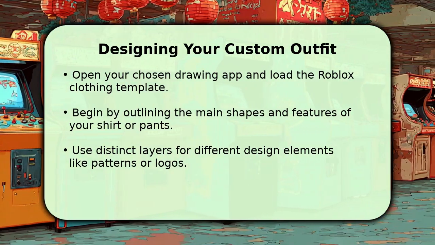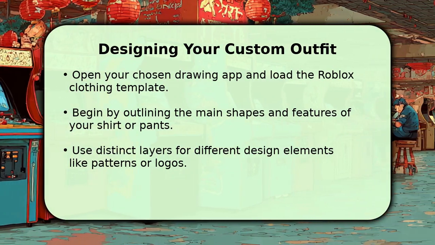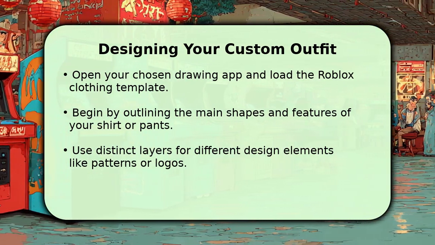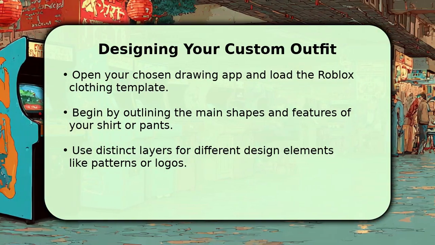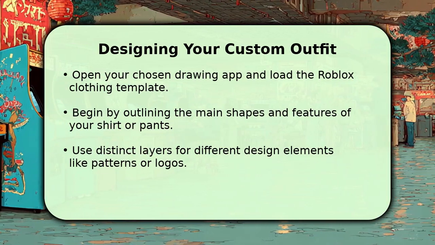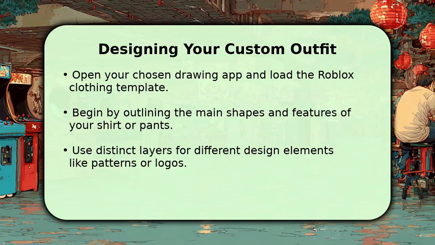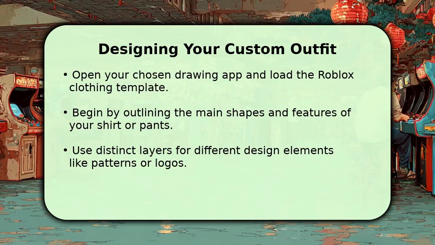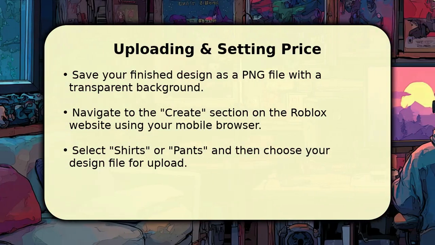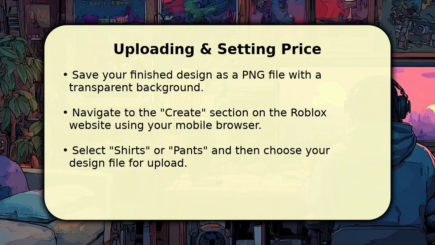Open your preferred drawing application on your mobile device and import the official Roblox clothing template. Start by carefully outlining the fundamental shapes and features of your shirt or pants directly onto this template. Remember to utilize separate layers for different design elements, such as intricate patterns, unique logos, or detailed textures, to maintain editing flexibility. Finally, apply colors and shading to bring your design to life, giving it realistic depth and an attractive finish. Once your design is complete, save it as a high-quality PNG file, making sure the background is entirely transparent.